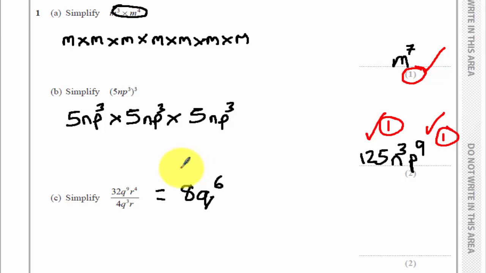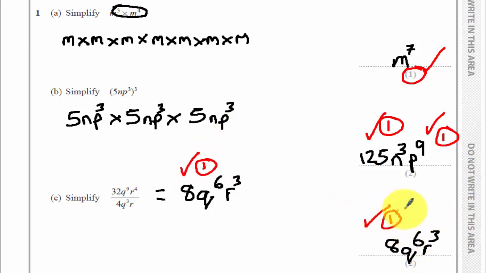And again, once you have 2 terms correct, you get 1 mark. R to the power of 4 divided by r gives me r to the power of 3. So to get full marks, I need 8q to the power of 6 r to the power of 3. So there's 1 mark there and a second mark there.